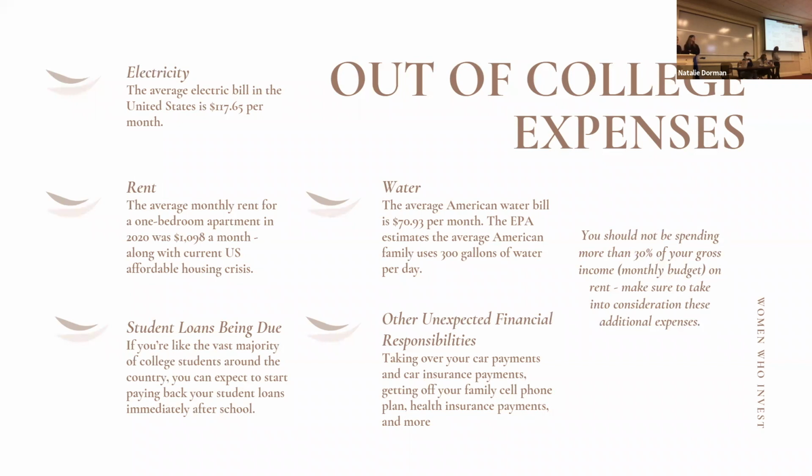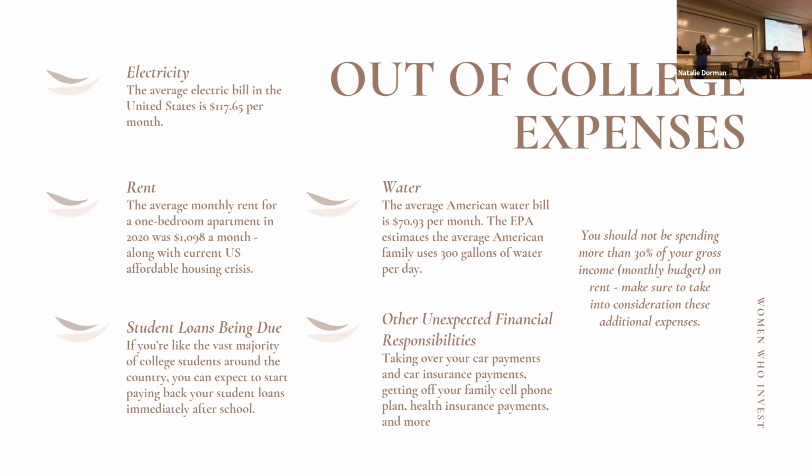And also water. The average American family uses 300 gallons of water per day, and the average water bill is $70 per month. So not a huge fee, but you would just want to keep that in mind if that's in your contract and you pay for that.